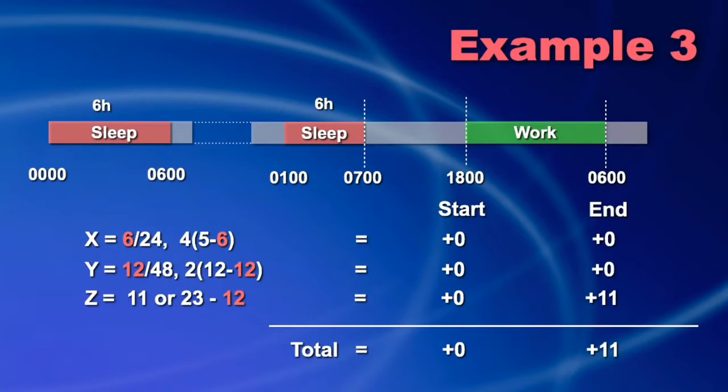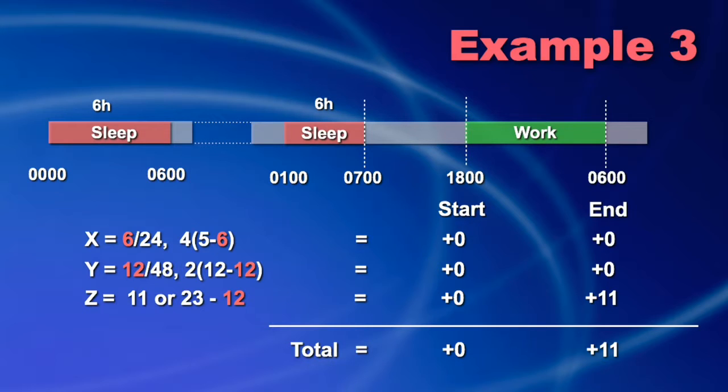In this case, the individual started work again at 1800 hours and worked through a 12-hour shift finishing at 6 o'clock the next morning. But in this case, they had slept the previous night between 1 and 7 o'clock in the morning, and for the night before that between 0 and 0600. Again, a total of 6 hours in the prior 24 and 12 hours in the prior 48.